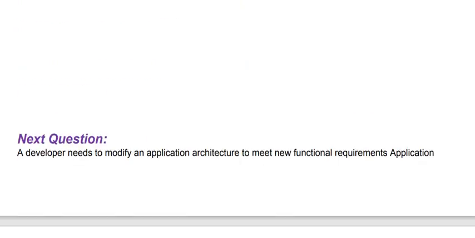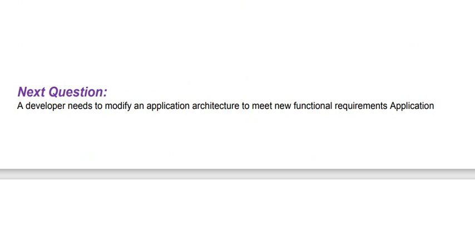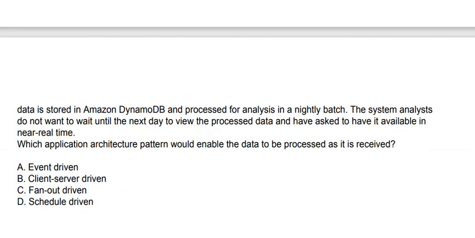Next question is, a developer needs to modify an application architecture to meet new functional requirements. Data is stored in Amazon DynamoDB and processed for analysis in a nightly batch. The system analysts do not want to wait until the next day to view the processed data and have asked to have it available in near real time. Which application architecture pattern would enable the data to be processed as it is received?